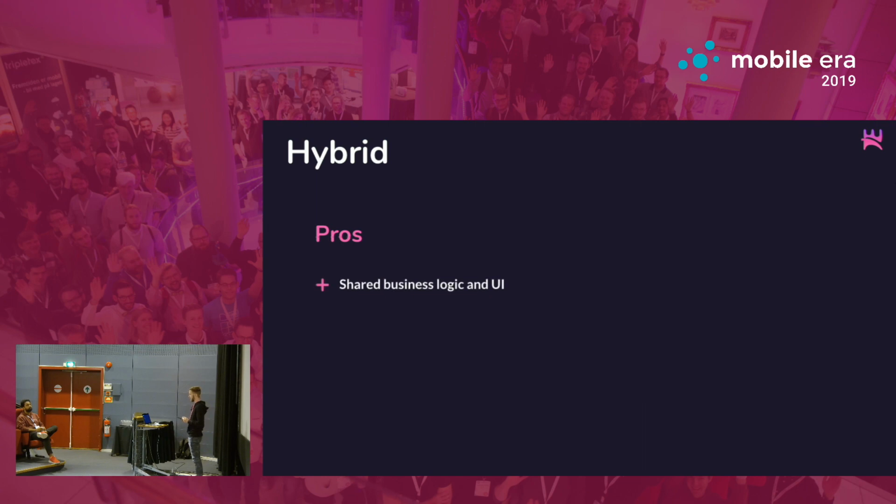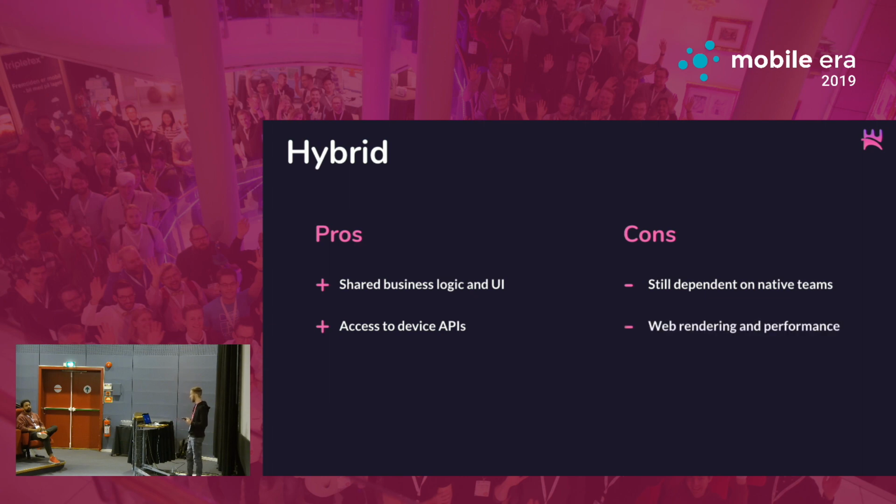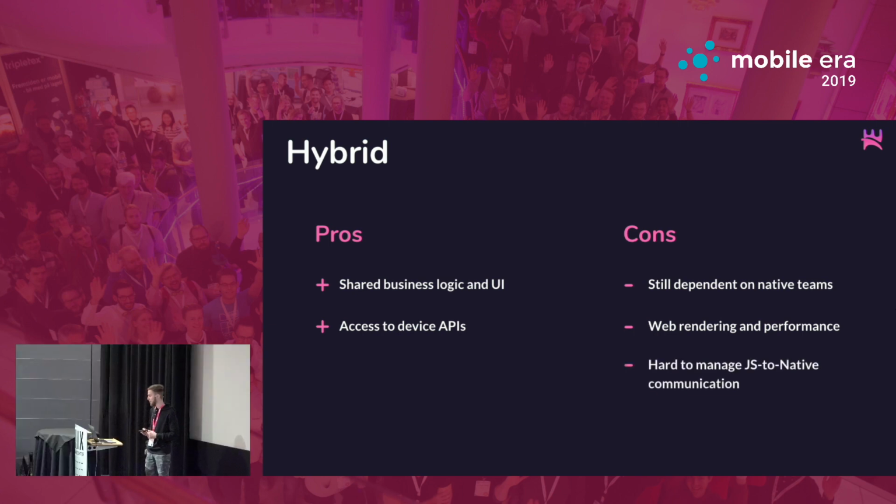The benefits were, of course, that we can have shared business logic and UI. We still have access to device APIs because we can communicate with the native layer of the application. But we were still dependent on the native teams because we need to support this native shell of the application. So there was still a lot of overhead in communication, in how to deliver features and how to set this up properly. And of course you have web rendering performance, because your app is basically a web application running in the browser. So if you want to make it feel native, it needs native rendering, especially when it comes to animations, for example. And as I mentioned, it was hard to manage the JavaScript to native communication in this case.